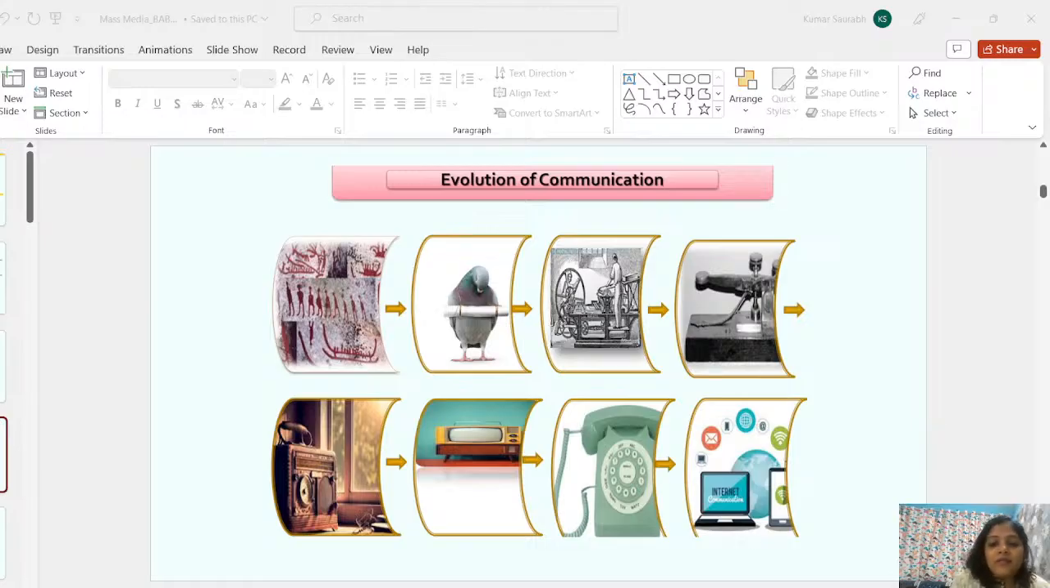Then the fax came, the telephone came, and now we are into this internet era. Now I think there should be one more visual about the AI era. Now we are living not just in the internet era, but also in the AI era, the artificial intelligence era.